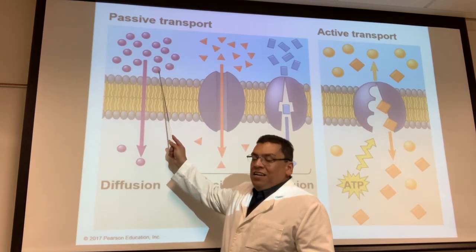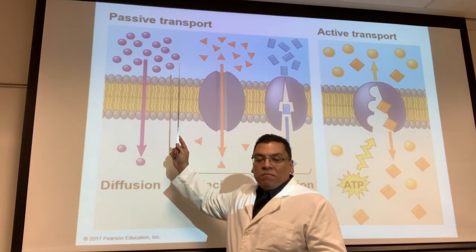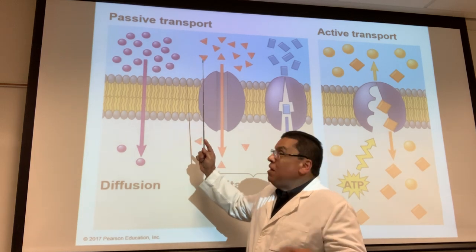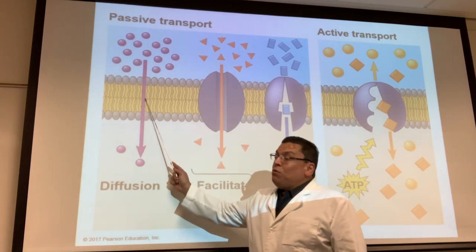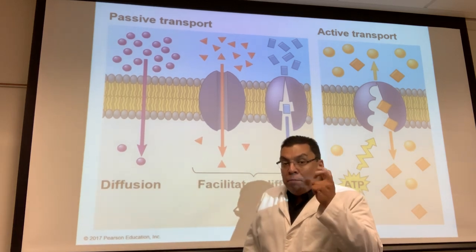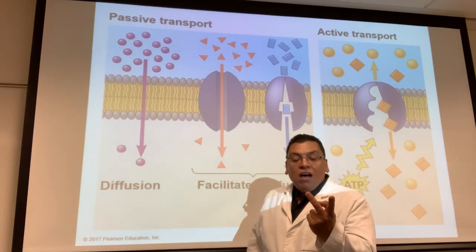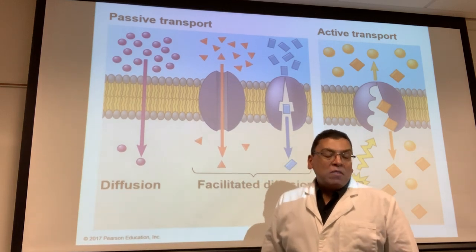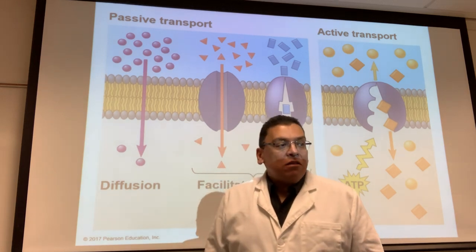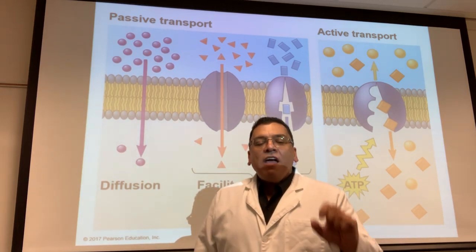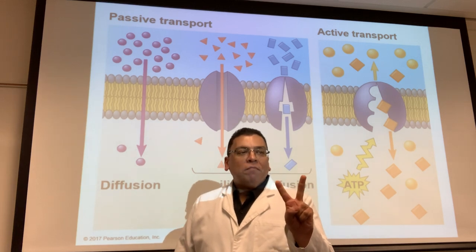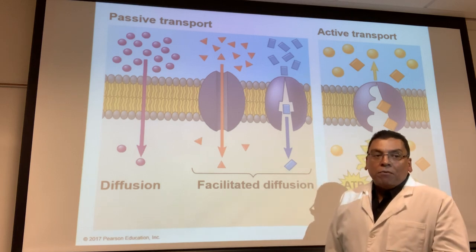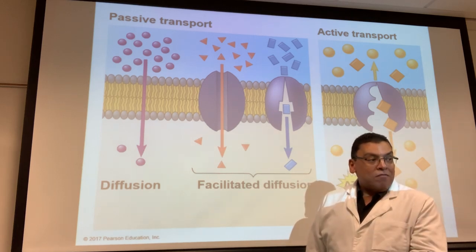It has to be not charged and small. It has to be both. For the molecule to go directly through the membrane, it has to be both of those things. Not charged and small. And the key word is and. It's not enough to be uncharged. It's not enough to be small. You have to be both of them. And only then will that molecule go through the membrane. And I mean through the membrane.